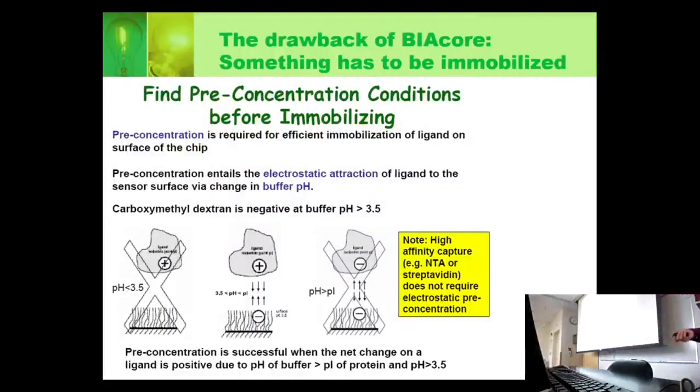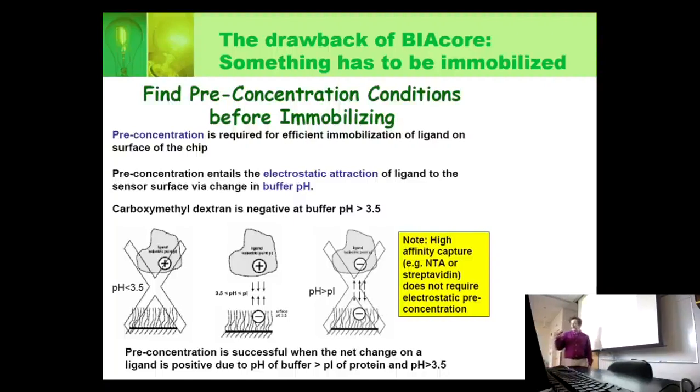So this is the drawback of BIAcore. You have to immobilize something. It has to be next to the chip to see the plasmon resonance. And so you have to make sure, and remember, the chip is negatively charged. The dextran has a lot of carboxyls on it, and so you're flowing a positively charged thing over, and you need to make sure that your protein is positively charged.